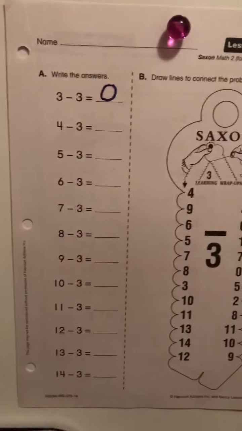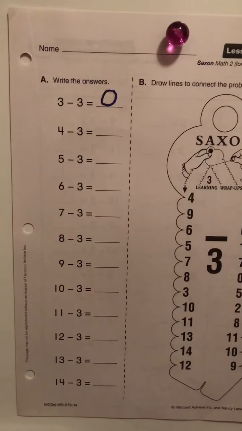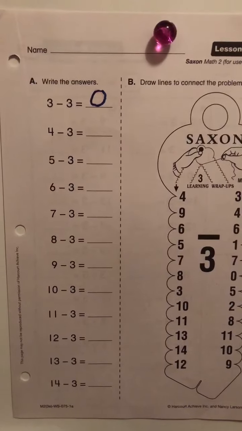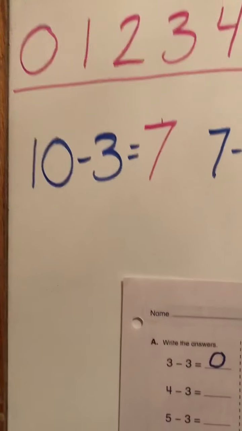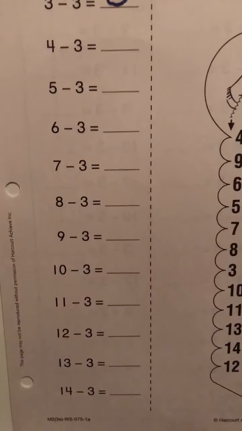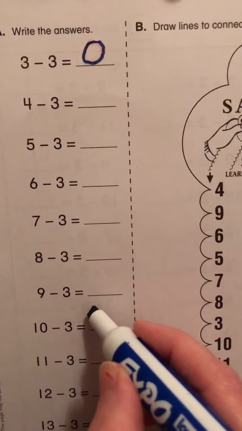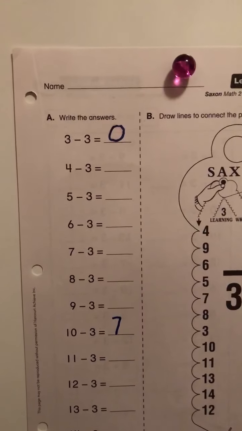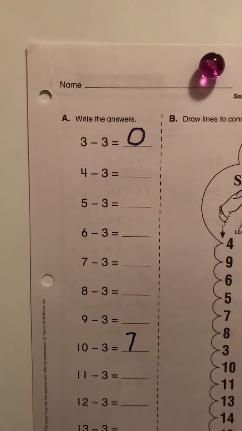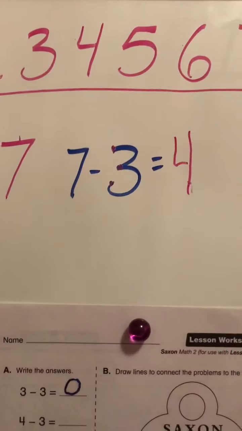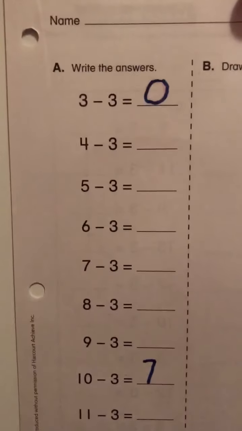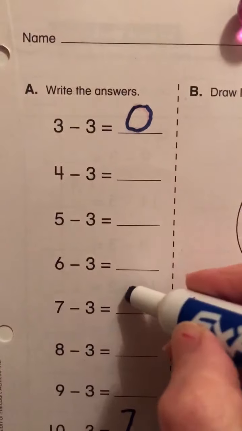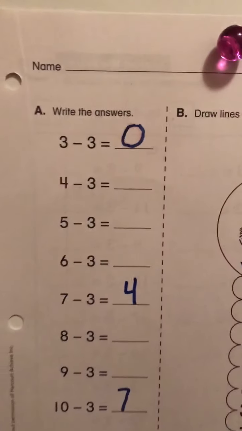Excellent. Let's go down to 10 minus 3. We did that one already. 10 minus 3 equals, do you remember that one? What was it? It was 7. Excellent. Because 7 plus 3 equals 10. Okay, let's do 7 minus 3. 7 minus 3 equals 4. And 4 plus 3 equals 7.